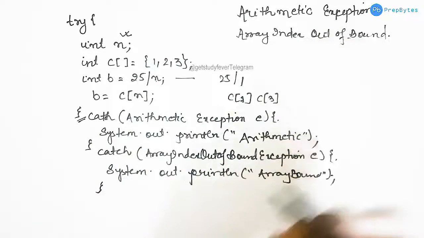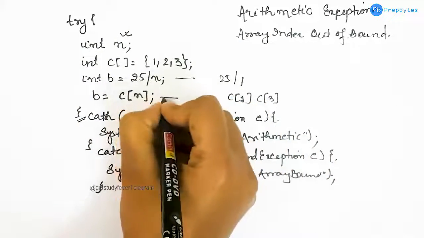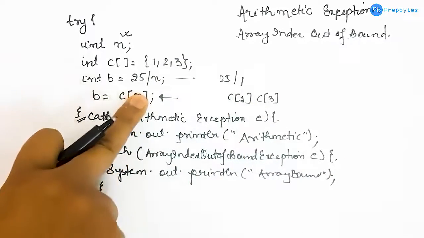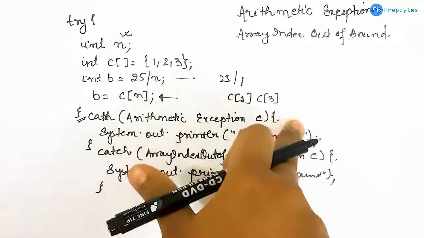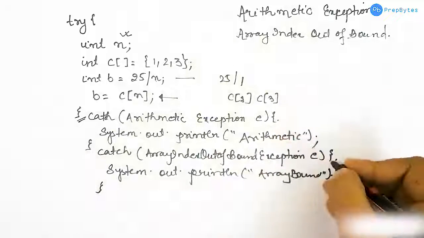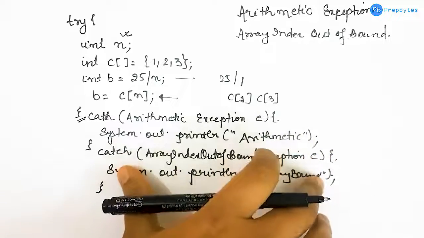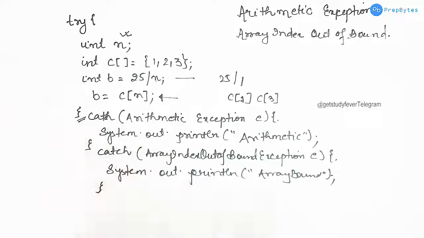In case of array index out of bound exception, if n is let's say 3 or 4, what will happen? At this particular place, an exception will be thrown by Java. It will come to check here. Okay, is this the catch block which is handling the exception that I have thrown? No. So then it comes to the next catch statement. Okay, this is the catch block that is handling this particular exception. So this particular catch block gets executed. So you can have multiple catch blocks, and whenever there is a match, the rest of the catch blocks are skipped. So this is how multiple catch blocks work in Java.